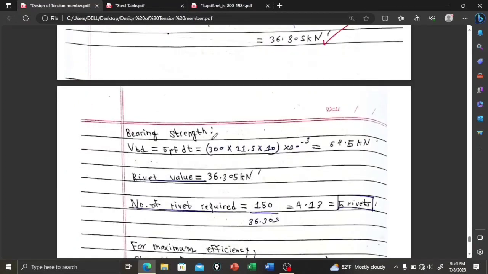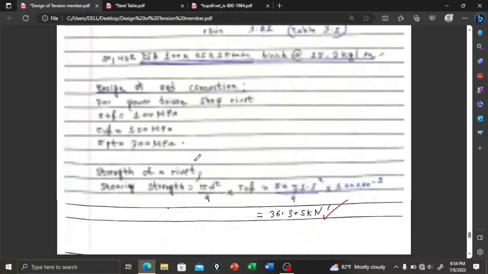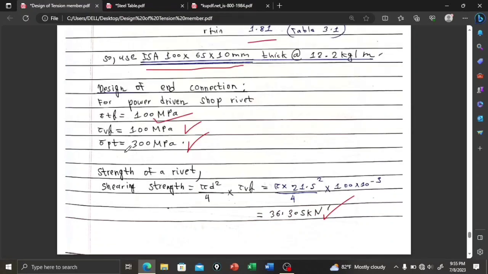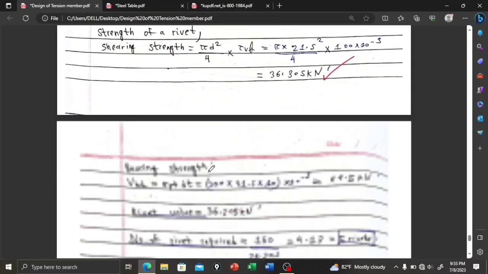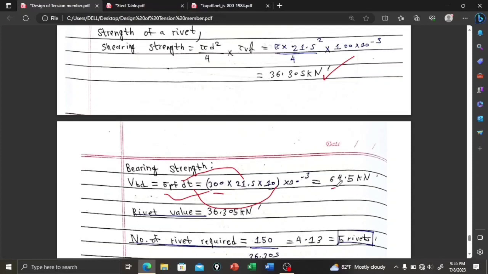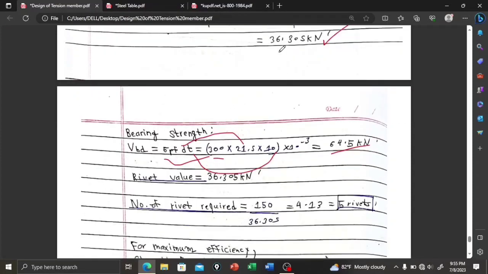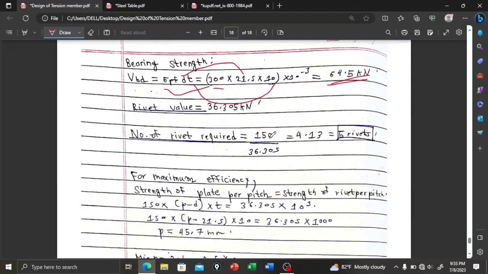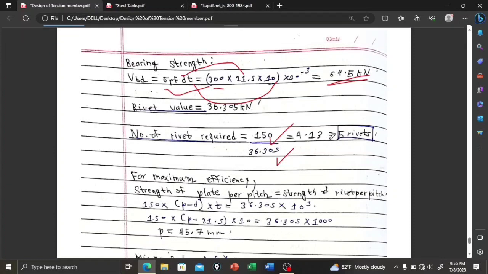Bearing strength is sigma pf into d into t. Diameter of hole is 21.5, thickness is 10, sigma pf is 300. So it is 64.5 kN. Rivet value is minimum of these two, that is 36.305. Number of rivet is load divided by rivet value, that is 4.13, round up to 5 rivet.